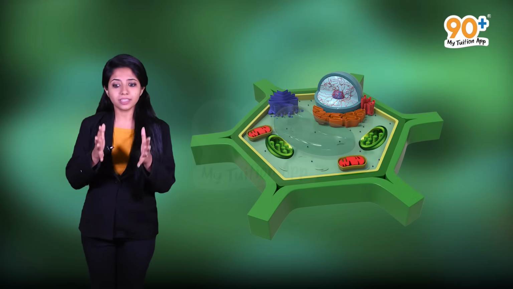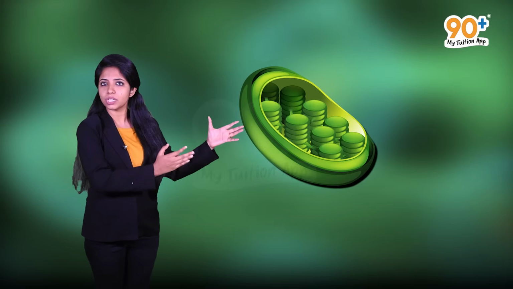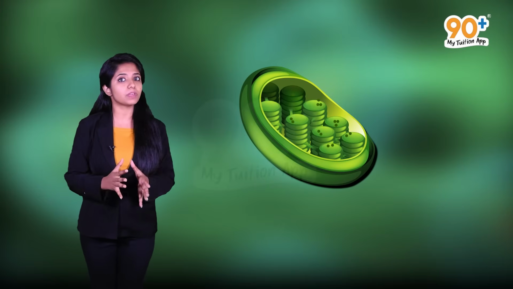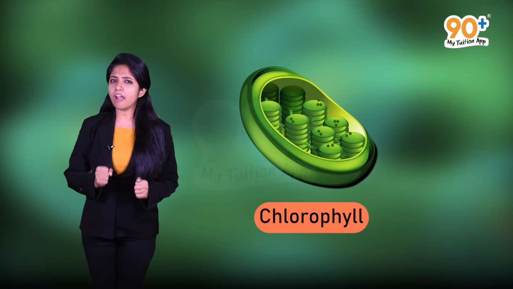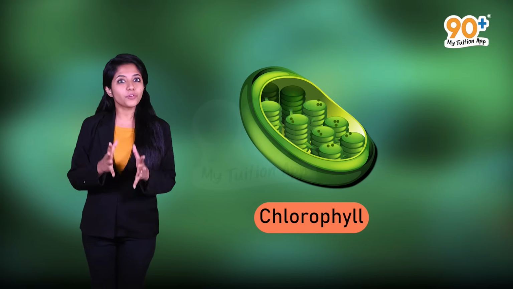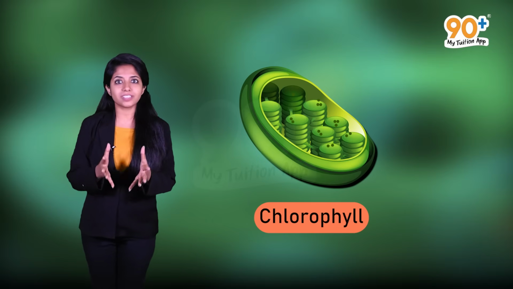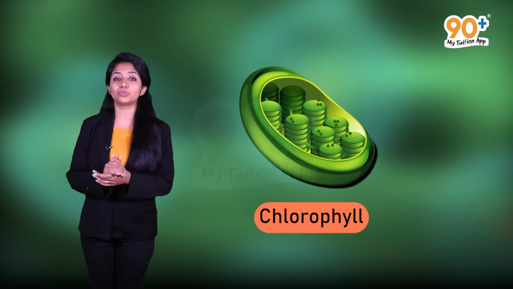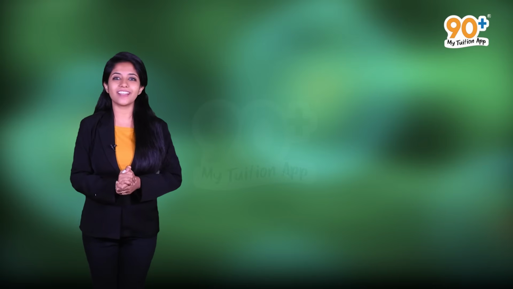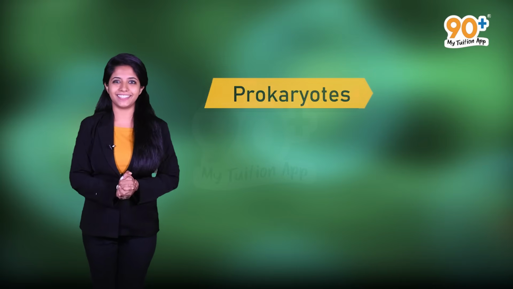And you know what? This chloroplast is actually a membrane-bound plastid which contains green pigments known as chlorophyll. And these chlorophyll molecules are responsible for photosynthesis, and they are the ones which actually cause the coloration of the leaf. That is, it gives a green tinge to the leaves. I know that's interesting. And now we will see about prokaryotes.